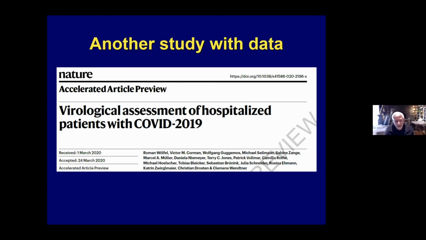And at the end, I'll give you the references. These are all on preprint servers, so I'm not really going to go into details. I just want to go quickly.